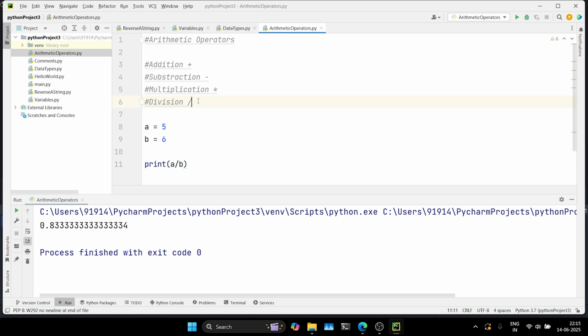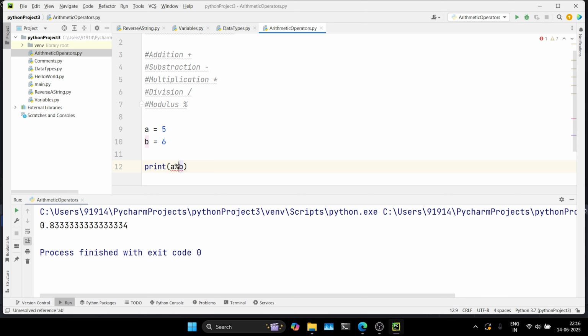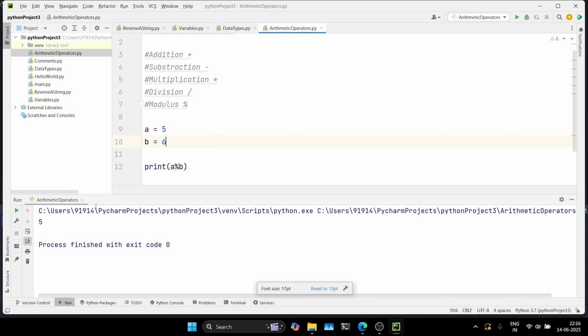Let's move to the next operator. That is nothing but the modulus operator, and this is denoted by the percentage symbol. You have to write a mod b. This is how we pronounce it. It should give the modulus. Modulus is nothing but the remaining value once we divide 5 by 6. So that will be our modulus. It should be 5 only because 5 is less than 6.